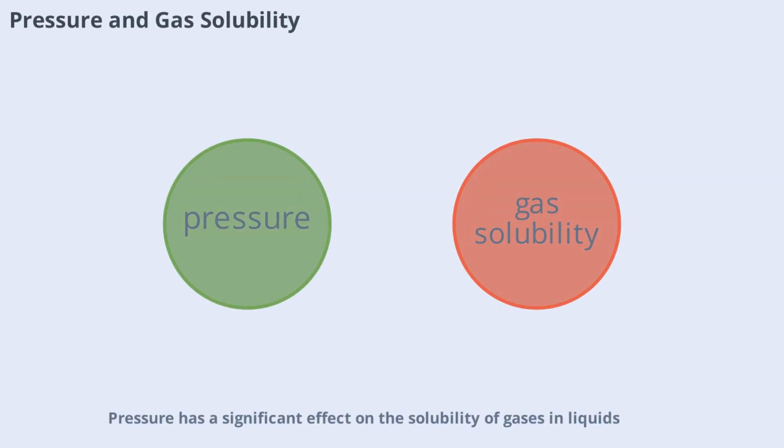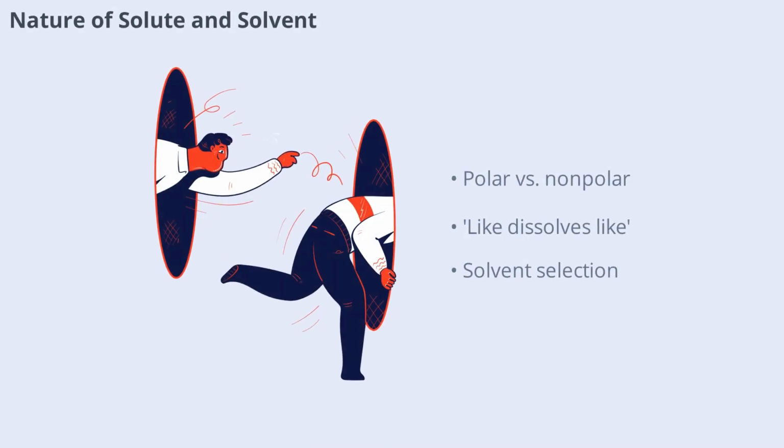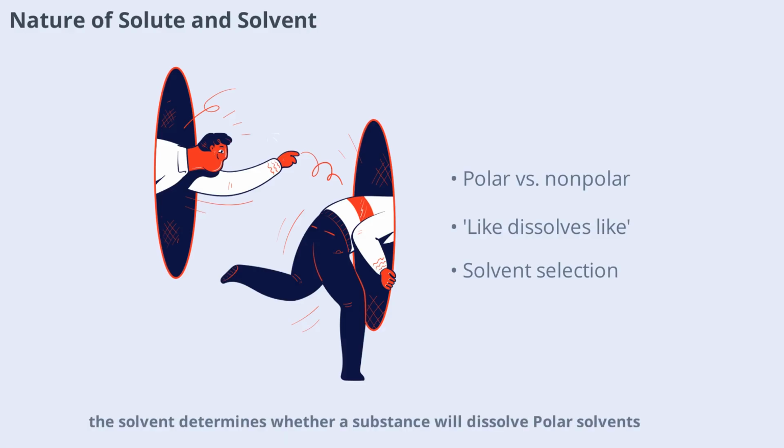Pressure has a significant effect on the solubility of gases and liquids. Increasing the pressure above a liquid forces more gas molecules into solution. This principle is used in carbonated beverages, where carbon dioxide is dissolved under high pressure. When you open the bottle, the pressure drops and the gas escapes, forming bubbles. This relationship is described by Henry's law, which states that the solubility of a gas is directly proportional to the pressure above the liquid.